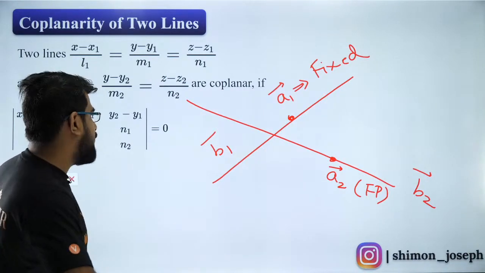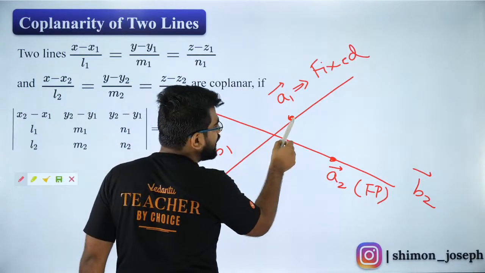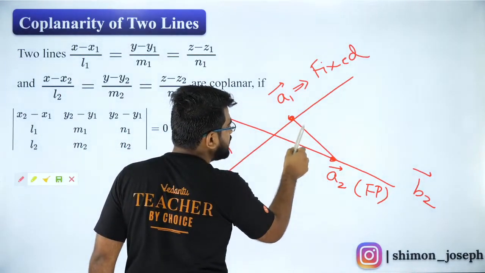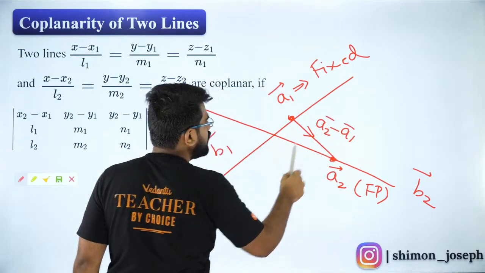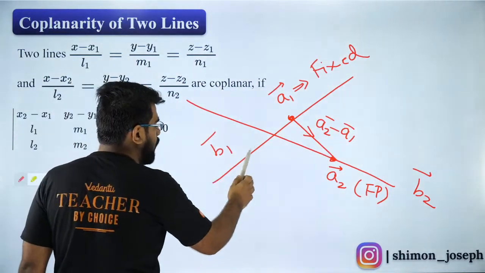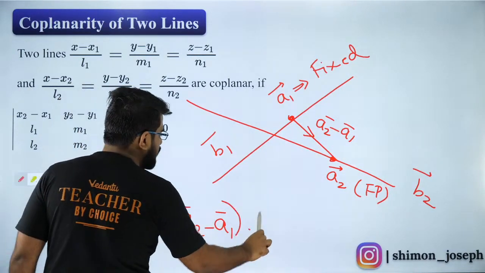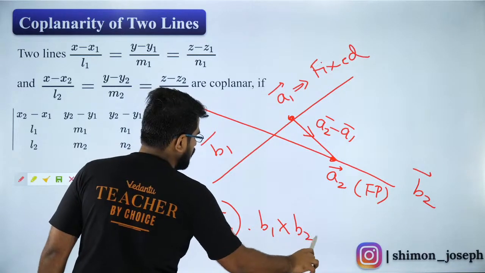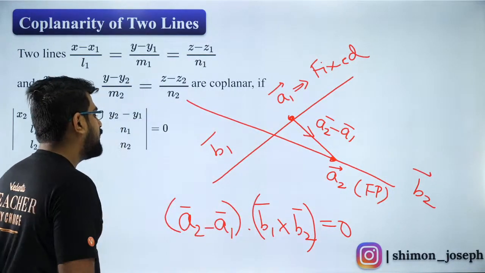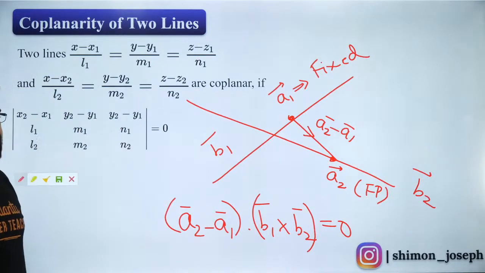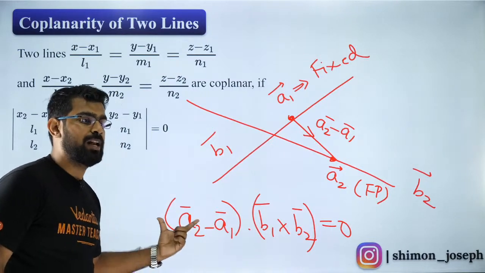Okay, so now listen carefully. So if I want to show that they are coplanar, what I'll do is, I will first join this vector, which is A2 minus A1. So guys, A2 minus A1 dot B1 cross B2 will be zero. So that is my condition. That is the condition for coplanarity. A very, very interesting observation. I hope you liked it.